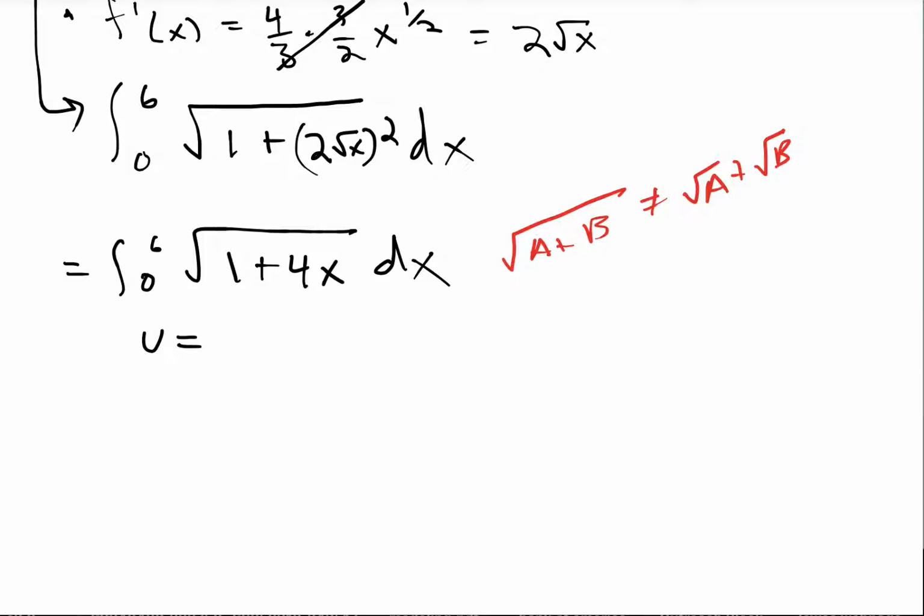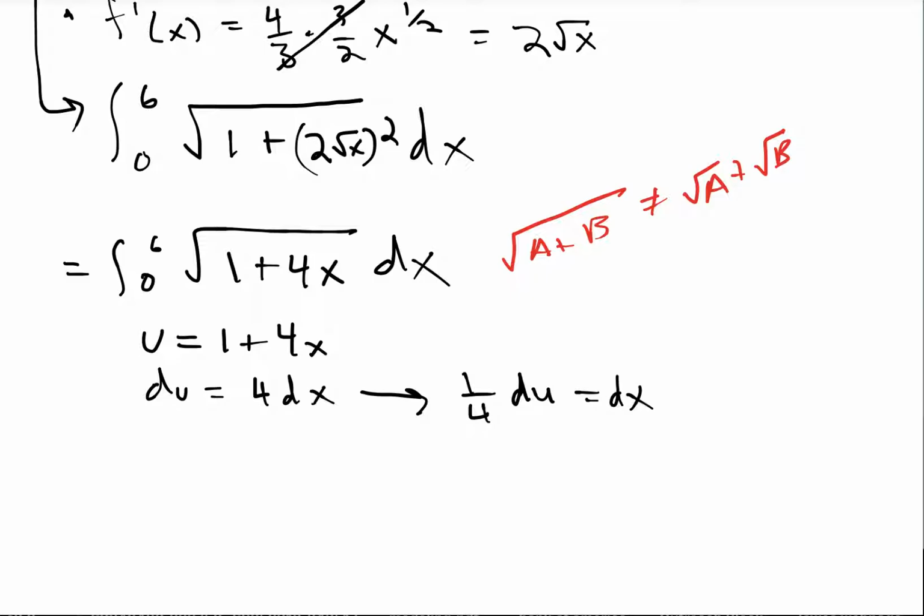Usually we do the inside function for my u, and then its derivative for my du. You'll notice that there's no leftover 4's, so I will have to correct this coefficient here. At this point, when I go to substitute everything in to this integral, well, I'll worry about the bounds in a moment. I'm no longer taking root 1 plus 4x. I am taking root u. I no longer have a dx on the end. I have a 1/4 du.